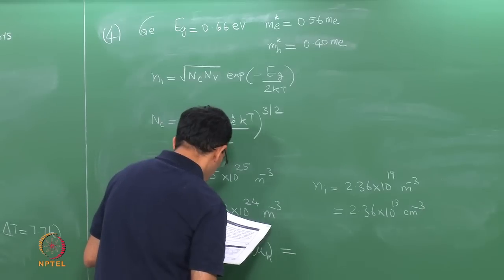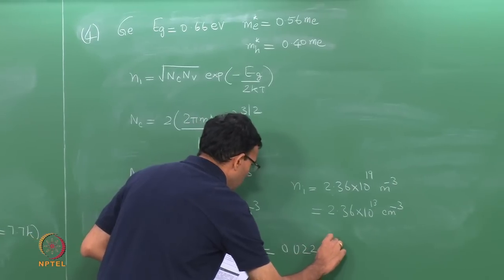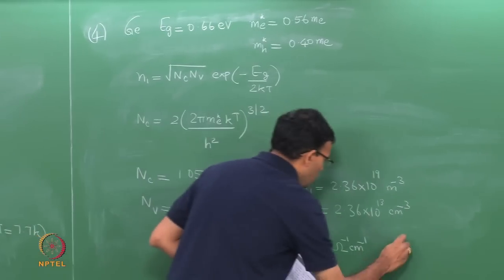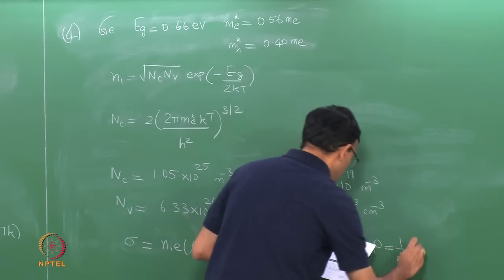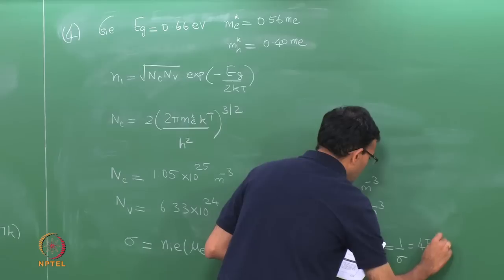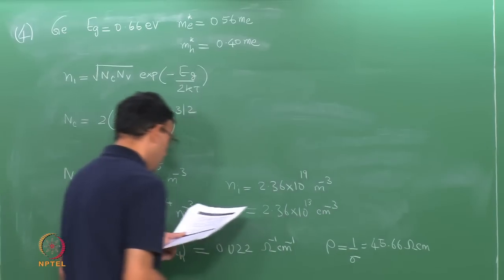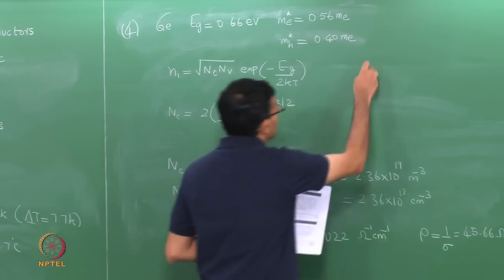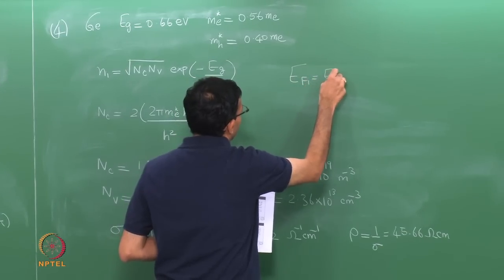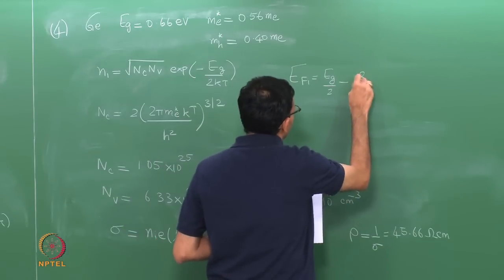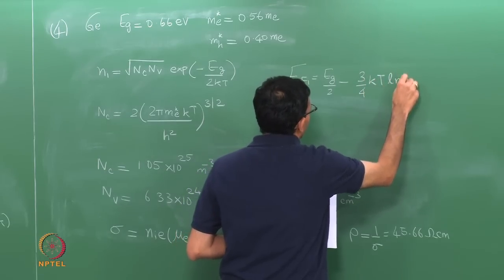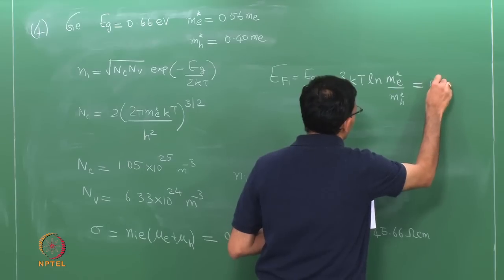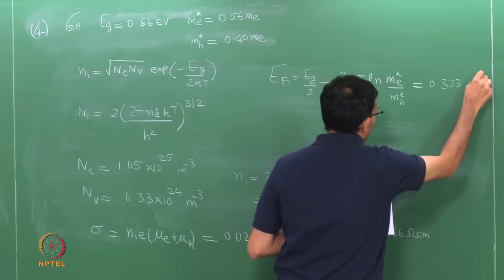So, that sigma is nothing but 0.022 ohm inverse centimeter inverse. If you also want to calculate the resistivity, rho is 1 over sigma, which is equal to 45.66 ohm centimeter. The question also asks to calculate the position of the Fermi level at room temperature. So, that is again an application of the formula. EFi is Eg over 2 minus 3/4 kT ln of Me star over Mh star. So, this again is very close, but it is not exactly at the center of the band gap.